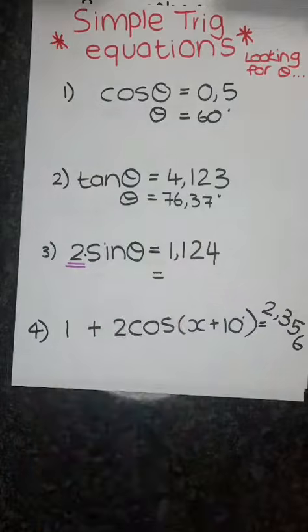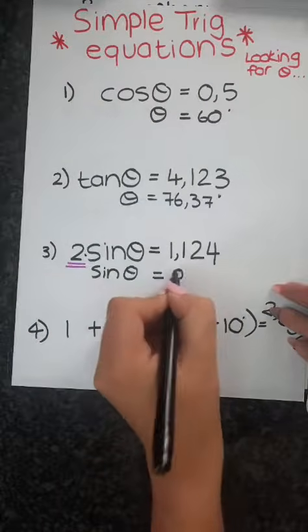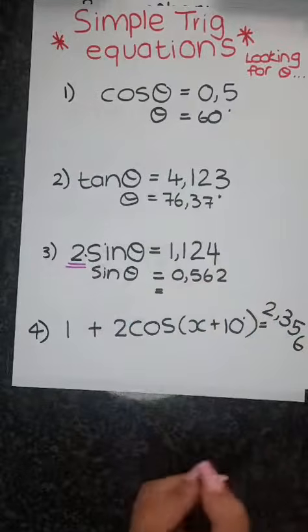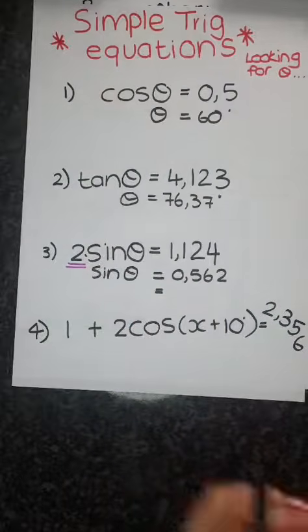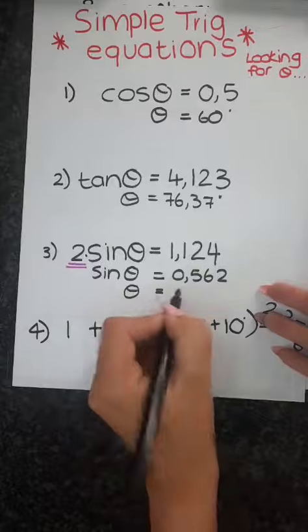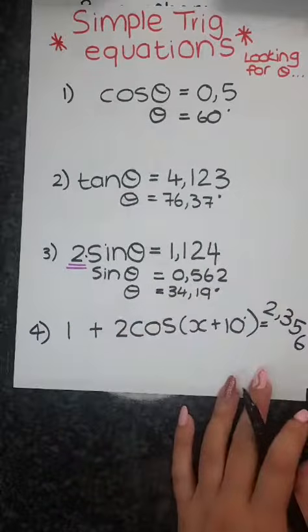So 1.124 divided by 2 is sine theta equals 0.562. Now I've gotten rid of the 2. Now I do shift sine. Shift sine 0.562 equals, theta equals 34.19 degrees, if I round it off to 2 decimal places.